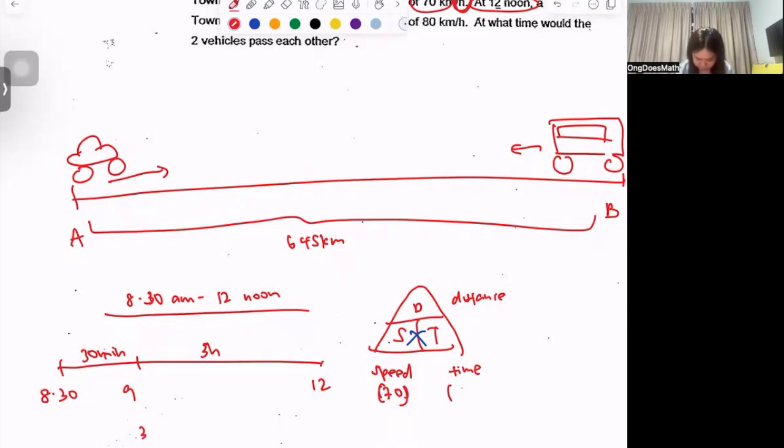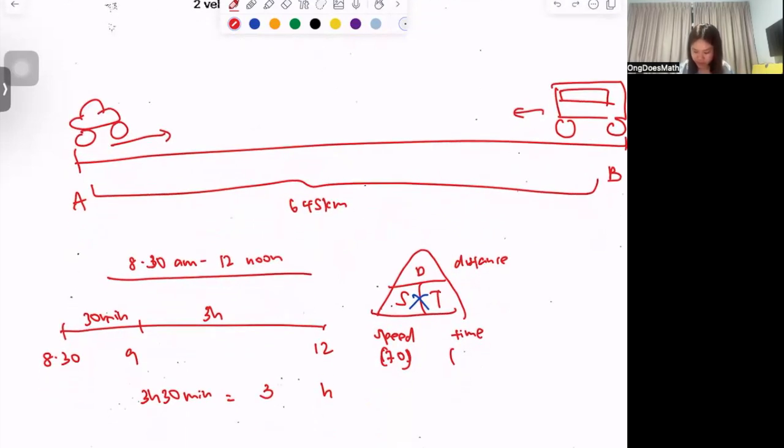3 hours, 30 minutes. If I want to convert it to just hours, it will be 3 and a half, or 3 whole one over two. Because 1 hour is 60 minutes, right? So to convert from minutes to hours, we have to take the minutes and divide it by 60. So it's 3.5 hours. So time is 3.5 hours. Good.